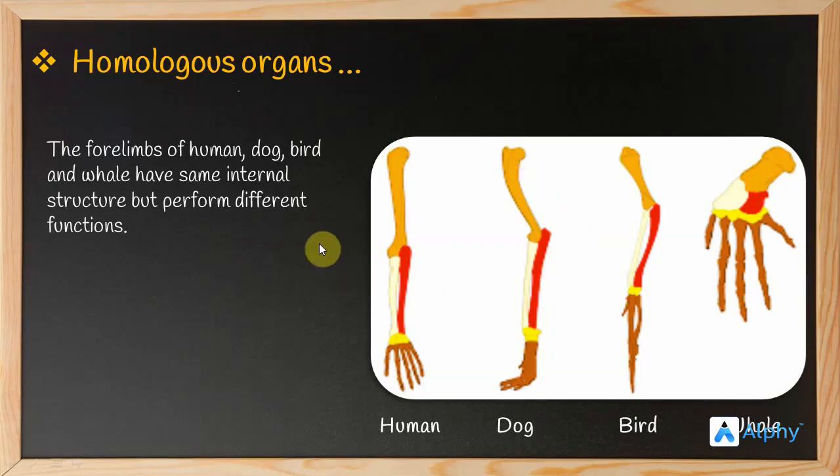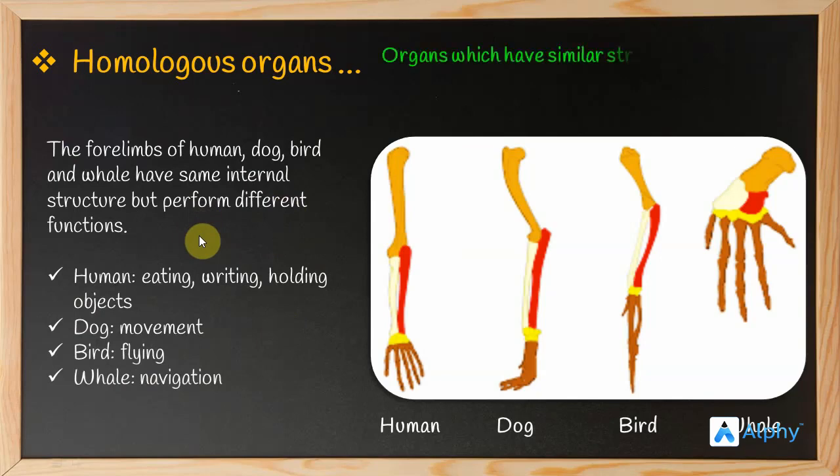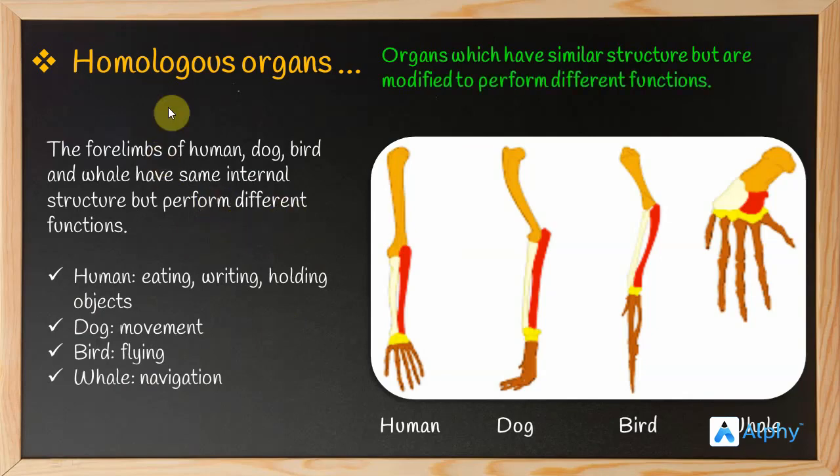For example, in the case of humans, four limbs are used for eating, writing, holding objects and doing other work. In the case of dog, they are used for movement, or for the purpose of locomotion. Birds, on the other hand, use four limbs for flying or for the purpose of flight. And whales use them for navigating through oceans. Now as you can see, in all four of them, the four limbs have the same structure, but they perform different functions. So, organs which have similar structure but are modified to perform different functions are known as homologous organs.